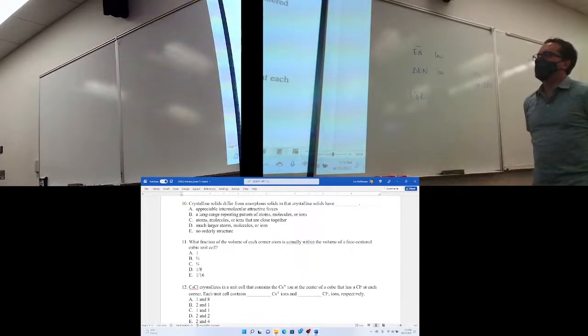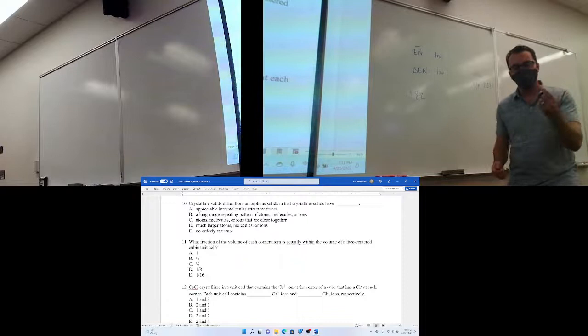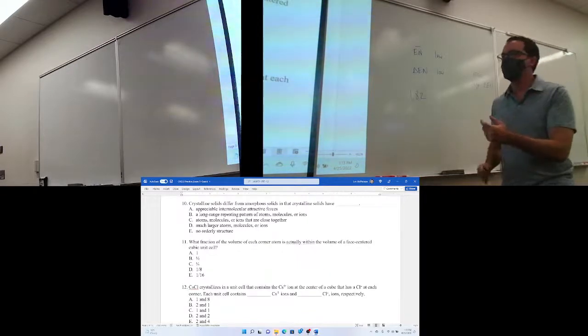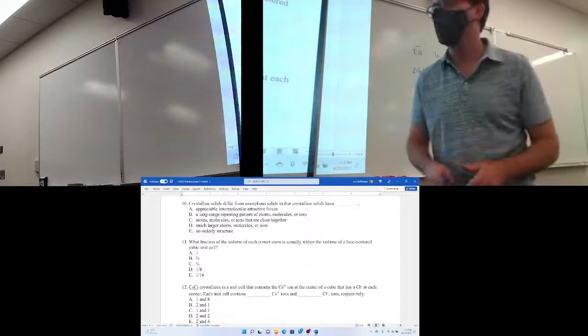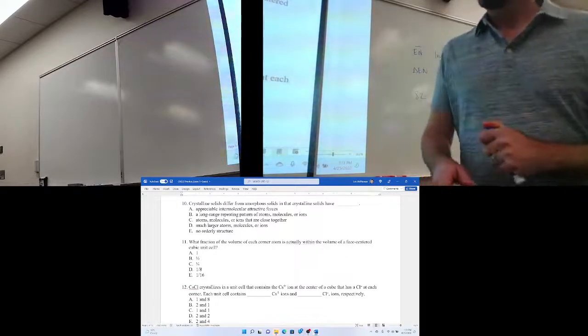What fraction of the volume of each corner atom is actually within the volume of a face-centered cubic unit cell? 1/8. Why 1/8? Because that corner is shared between 8 different unit cells. So each unit cell gets 1/8 of that atom. All right.